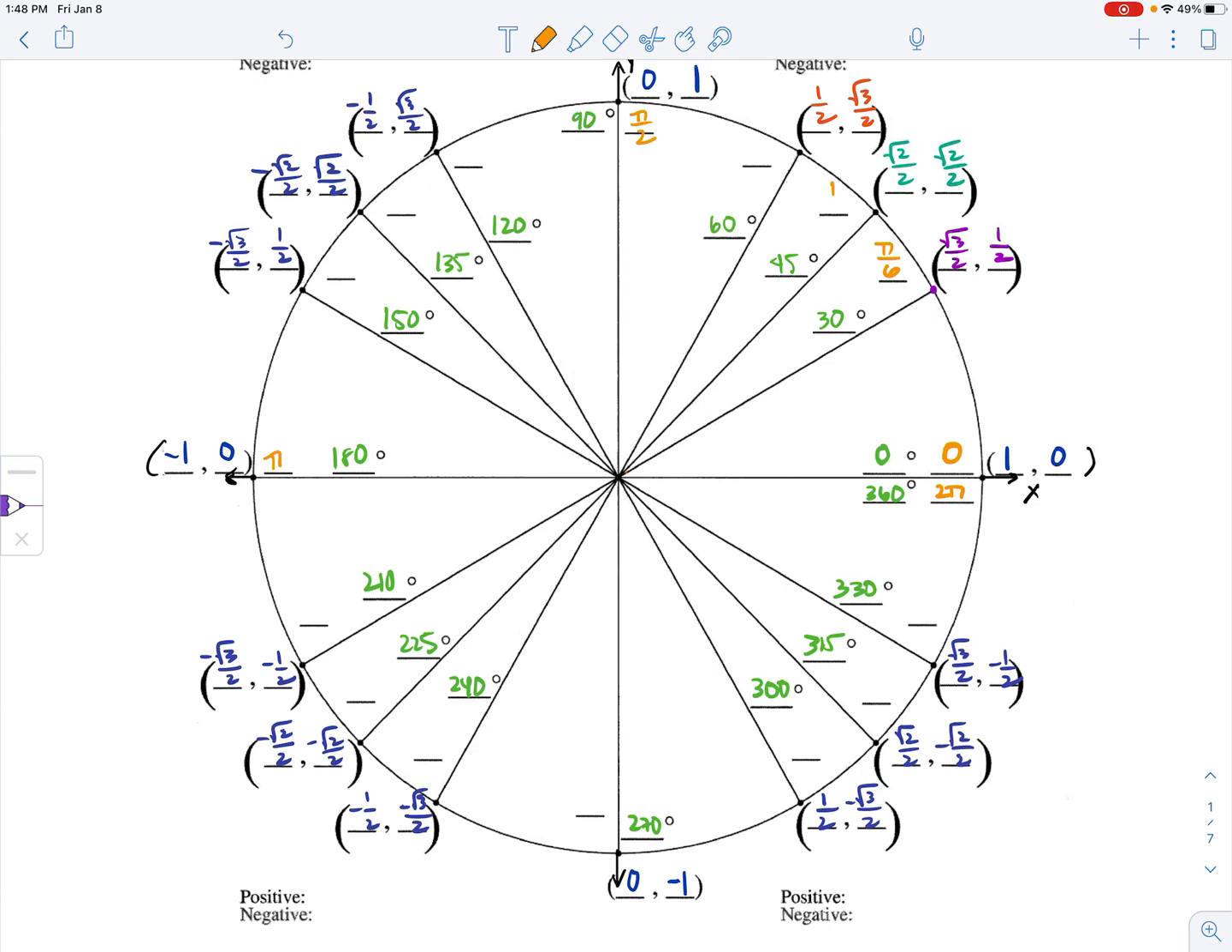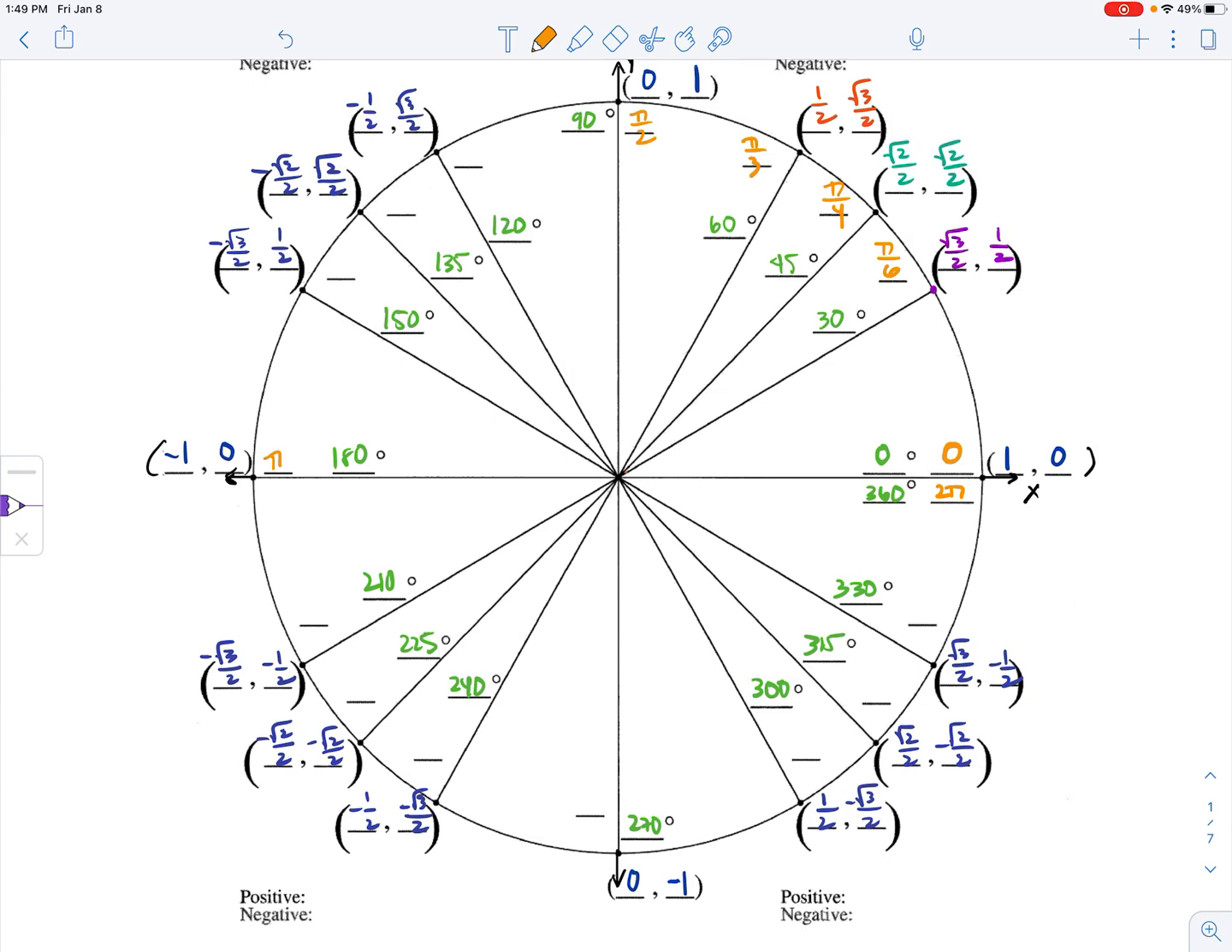45 degrees is 1/4 of 180 degrees. So 45 degrees would be equal to pi over 4 radians. And 60 degrees is 1/3 of 180 degrees. So 60 degrees would be equal to pi over 3 radians. Now we can fill in the rest of the angles.